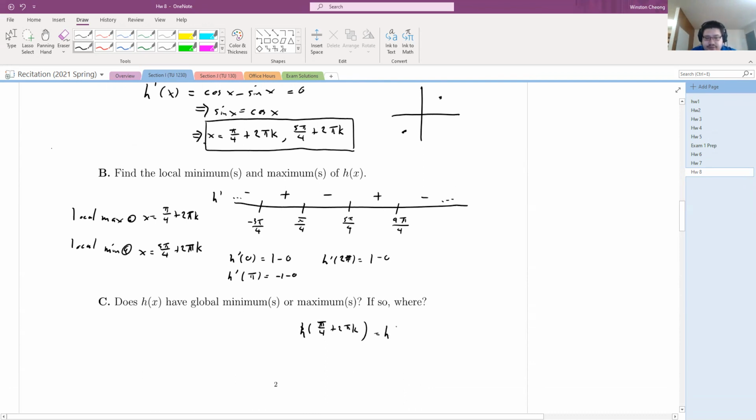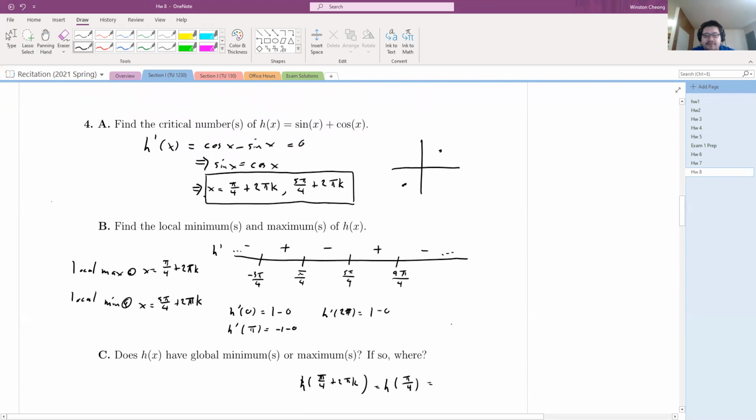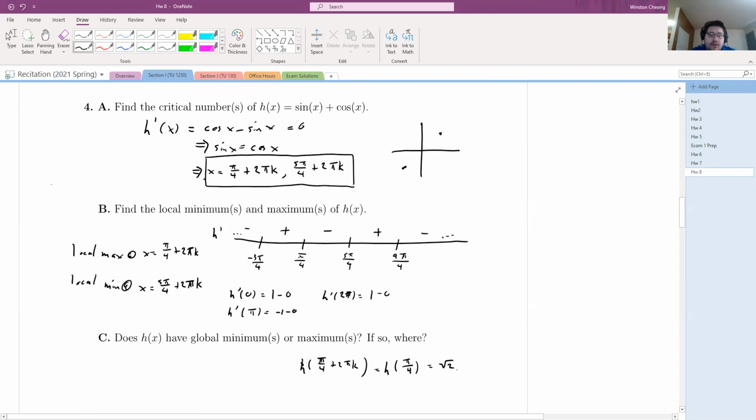This guy is actually equal to h of just pi over 4. And then what is that? Well, sine is going to be root 2 over 2. Cosine is going to be root 2 over 2. You're just going to have 2 copies of root 2 over 2. So you just get root 2.